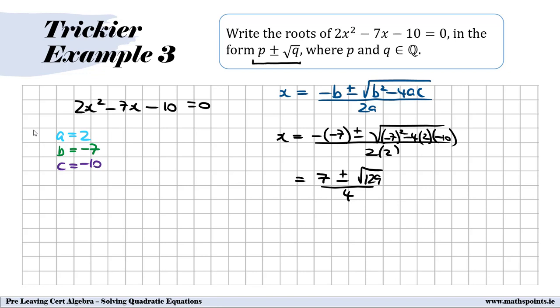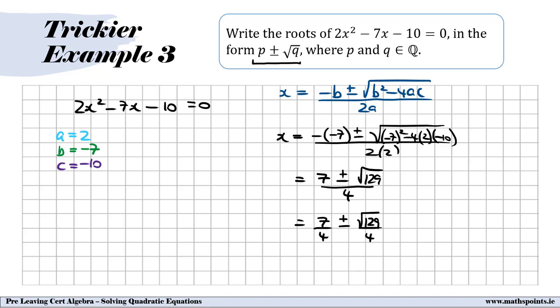So I'm going to keep the plus and minus together. There's no need to split these two things up. But it does ask for p and root q to be separate. And so I'm going to divide this fraction into 7 over 4 plus or minus root 129 over 4.